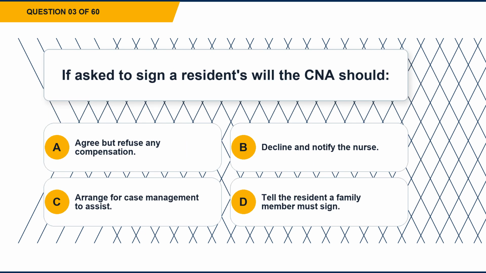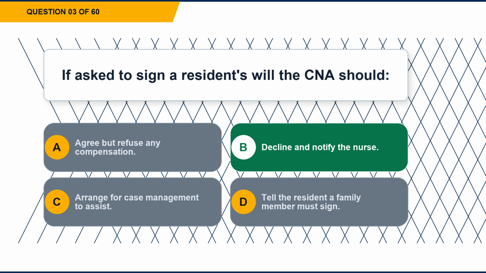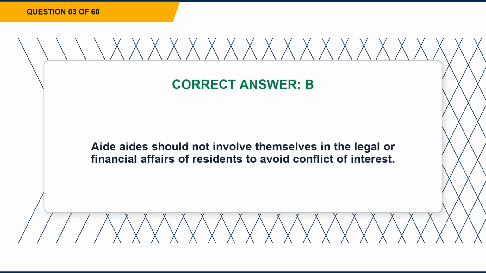Question 3. If asked to sign a resident's will, the CNA should? Option A. Agree but refuse any compensation. Option B. Decline and notify the nurse. Option C. Arrange for case management to assist. Option D. Tell the resident a family member must sign. The correct answer is option B. Decline and notify the nurse. Explanation. Aides should not involve themselves in the legal or financial affairs of residents, to avoid conflict of interest.